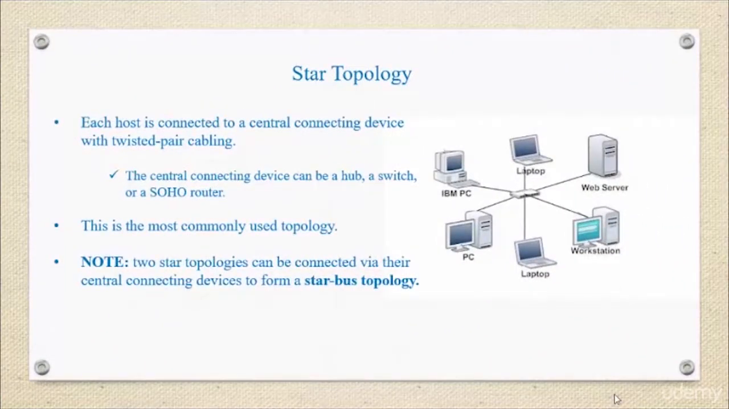Alright, next we also have the star topology. Now, this is an advancement over the bus topology. Each host is connected to a central connecting device like a hub or a switch or a home router. We talked about those earlier. And this is the most commonly used topology that you're going to find in an office setting, or even in a school setting, or even at home. Now, note that you can actually connect two of these star topologies to each other by way of a central connecting device, and that topology is actually called the star bus topology.